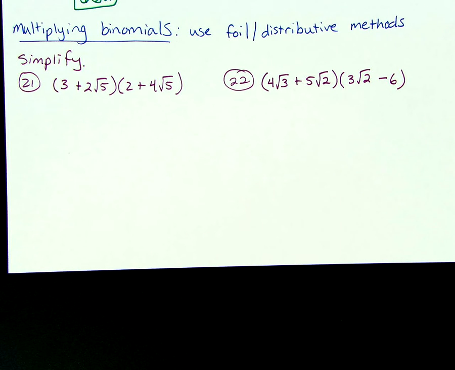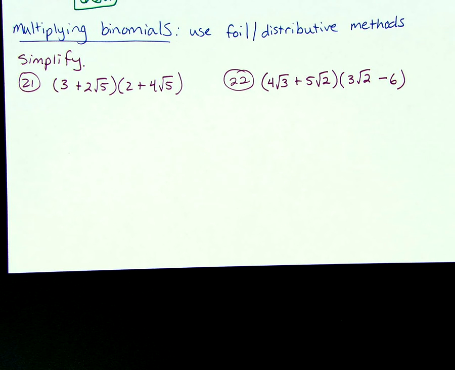All right, the next part of our section is multiplying binomials. So we're just going to be using our FOIL method to simplify. So again, remember, we have to multiply like terms together. So we're going to multiply the numbers outside of our radicals together, and then the numbers inside of our radicals. And if we can simplify, then we need to simplify.